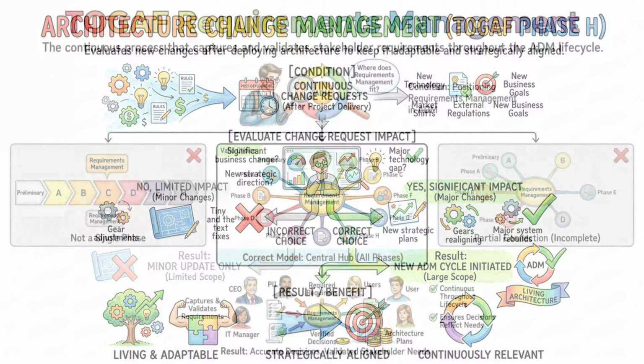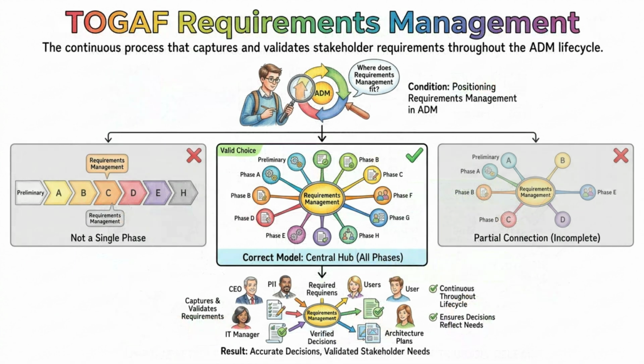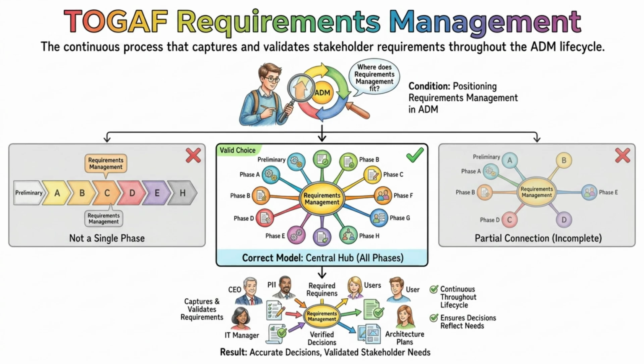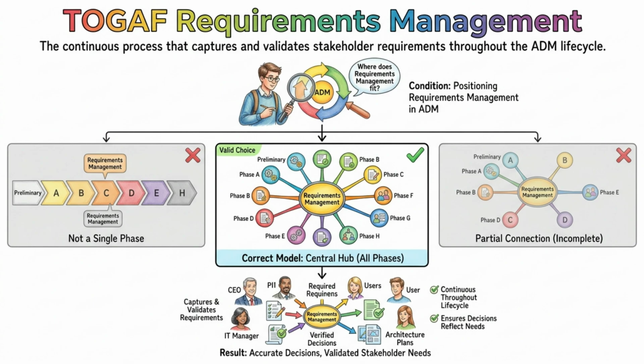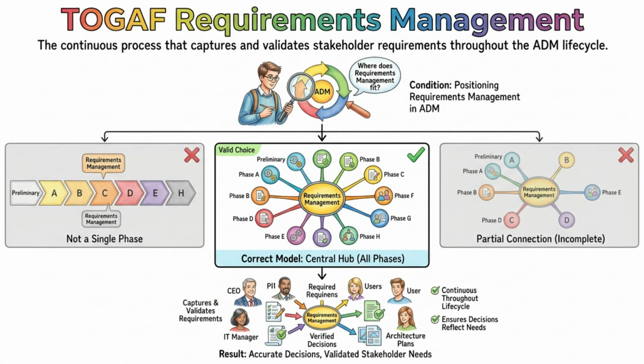Operating continuously at the center of all ADM phases is requirements management, which acts as the dynamic hub for capturing and validating requirements throughout the architecture lifecycle. Requirements management does not belong to a single phase, but rather interfaces with every phase from preliminary through Phase H. Whenever new business needs or technical constraints emerge, they are recorded and processed through this central mechanism. On the exam, remember that requirements management ensures architectural decisions always reflect validated stakeholder needs.